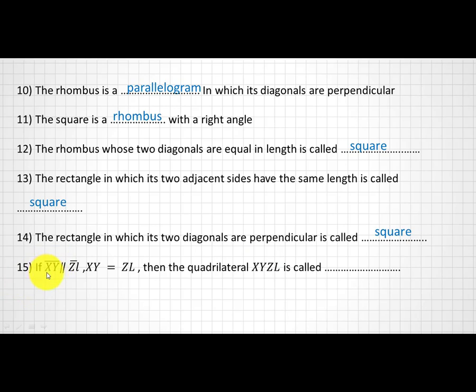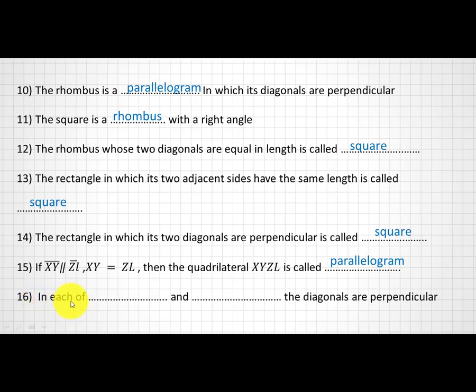If line segment XY is parallel to line segment ZL and XY equals ZL, then the quadrilateral XYZL is called, I have two sides are parallel and equal in length. Do you remember that quadrilateral if have just two sides parallel and equal in length, it's called what? Yes, parallelogram. From the cases of how to prove any quadrilateral can be parallelogram.